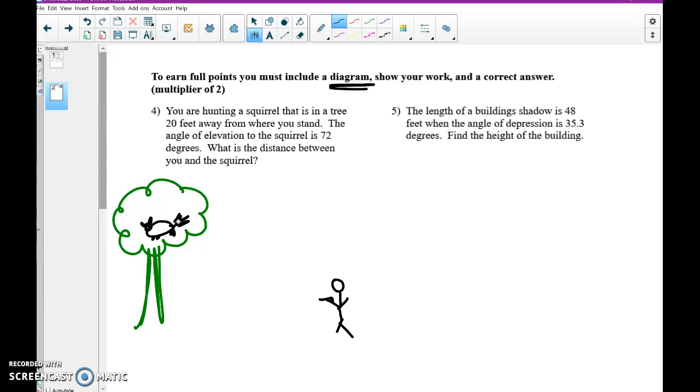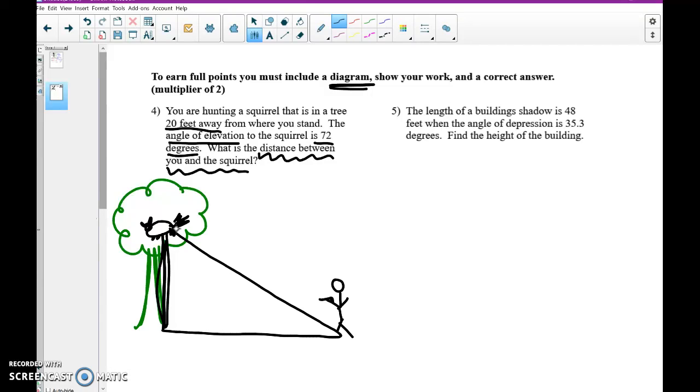Okay, so there's a giant squirrel in the tree, and it's 20 feet away from where you stand. The angle of elevation to the squirrel is 72 degrees, and you are looking for the distance between you and the squirrel. Now, some of you got kind of mixed up with where to put the numbers. Okay, squirrel is up in the tree. We don't know how high up in the tree. You are standing away from him, so there's our triangle, and you're going to shoot up at an angle, obviously.